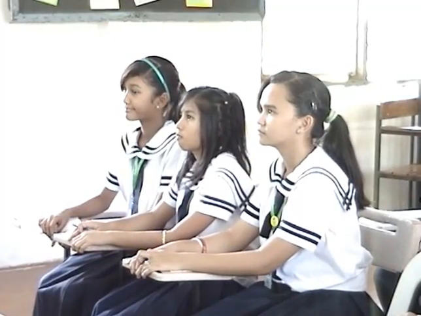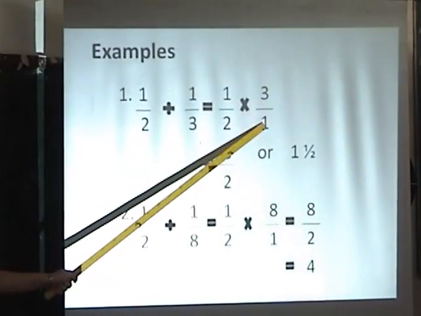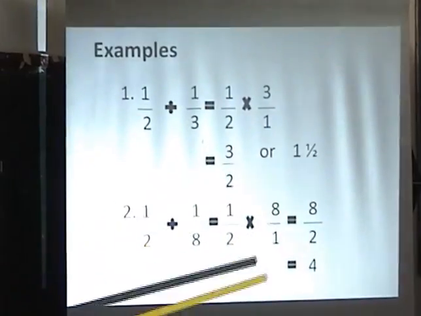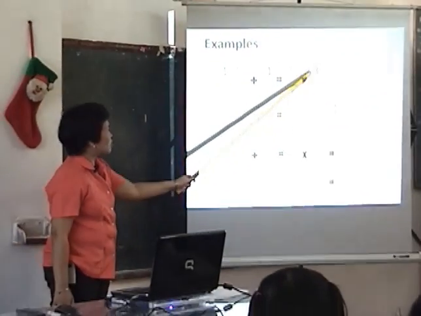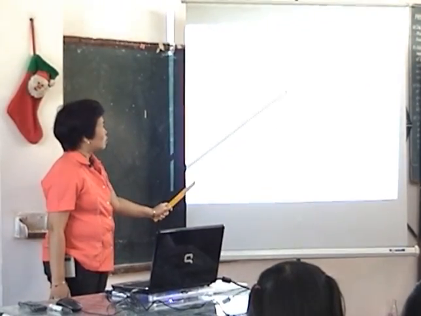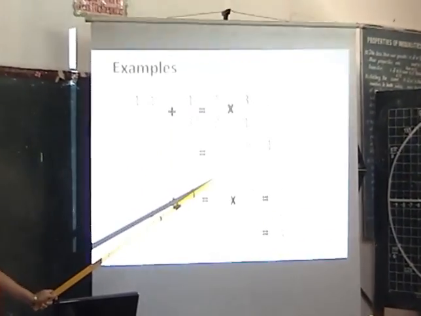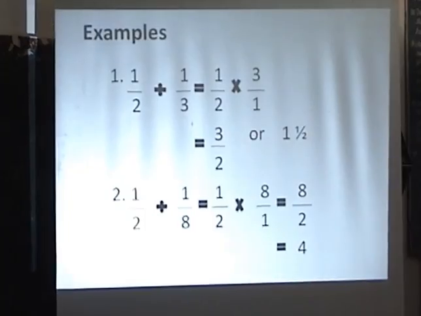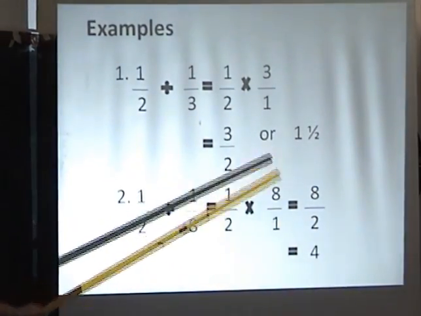1/2 divided by 1/3. So we just copy 1/2 and then finding the reciprocal of the divisor, 1/3 becomes 3/1. And let's proceed to multiplication. 1 times 3 is 3. 2 times 1 is 2. So the answer is 3/2. Simplifying it, this becomes now 1 and 1/2.